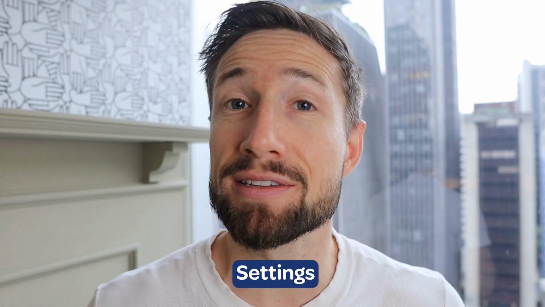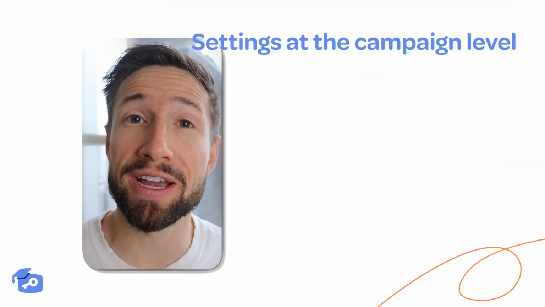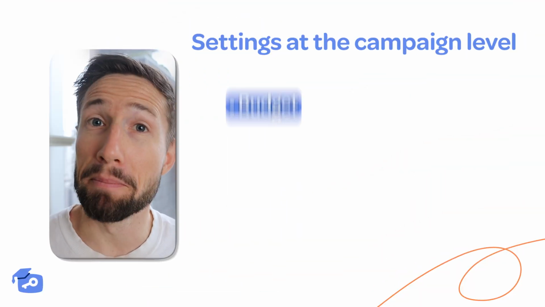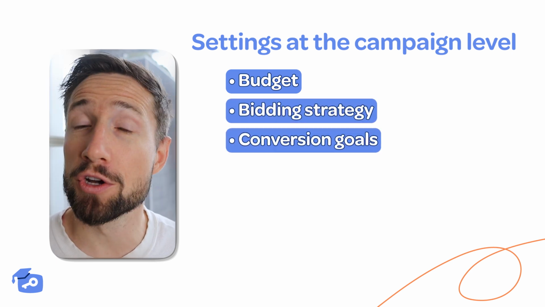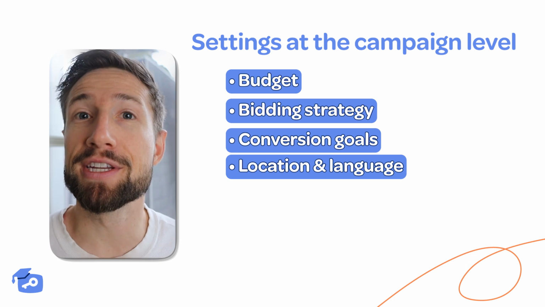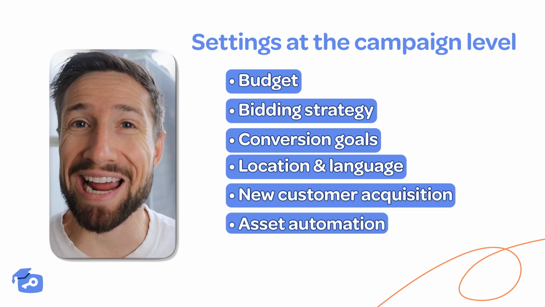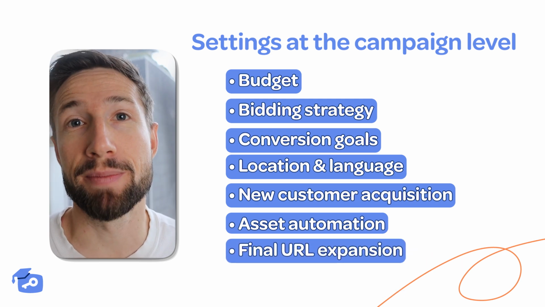Finally, let's talk about how the settings of your PMax campaigns are applied. The following are applied at the campaign level, so they affect all the asset groups within: budget, bidding strategy, conversion goals, location and language targeting, and the options of bidding differently for new customer acquisition, allowing for automatically created assets, and final URL expansion.